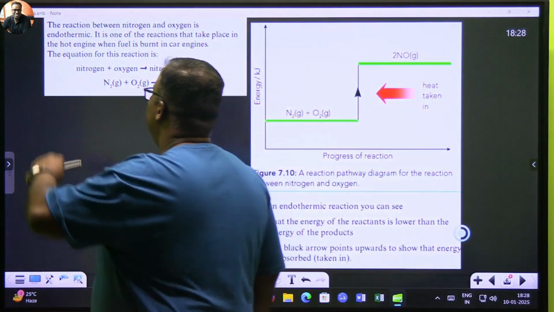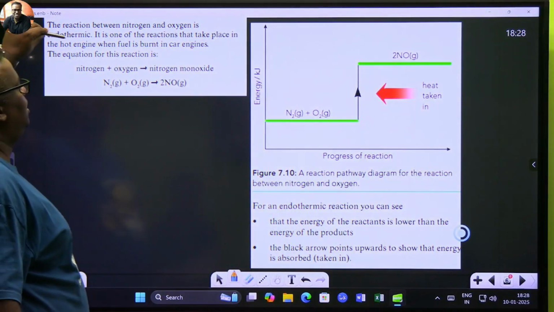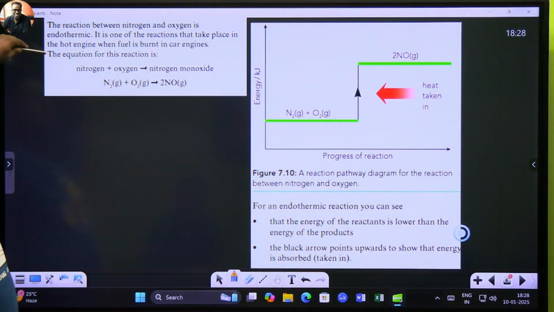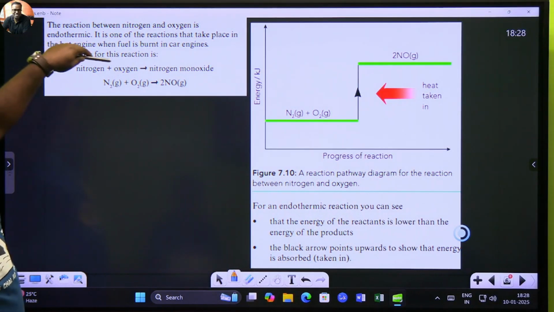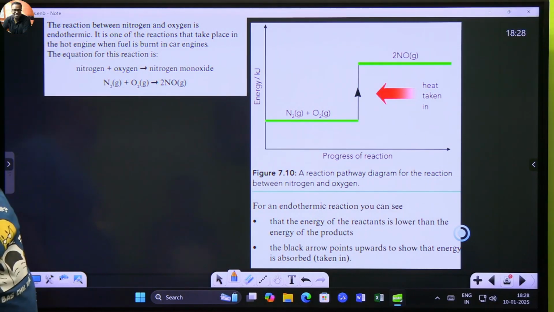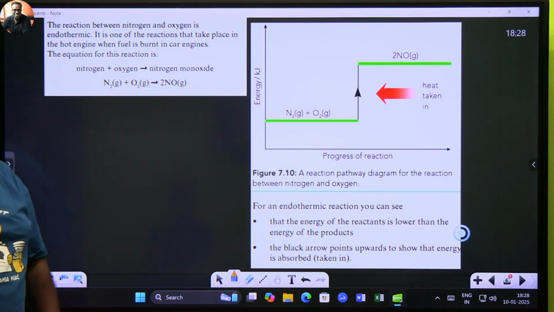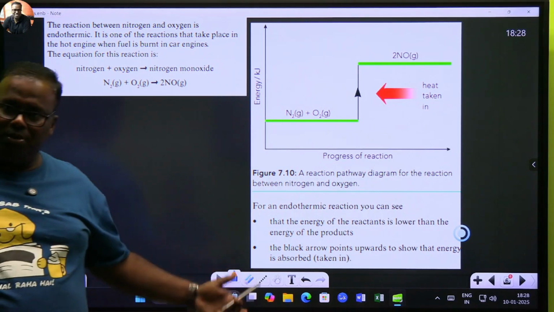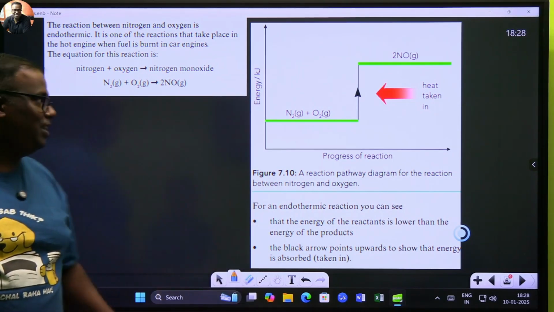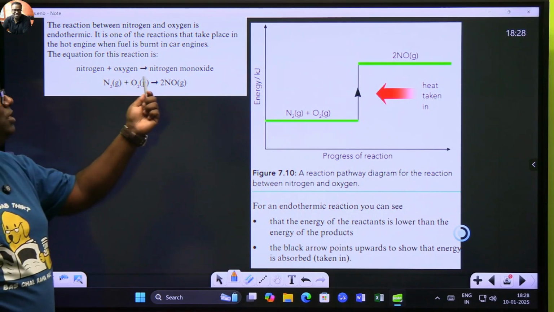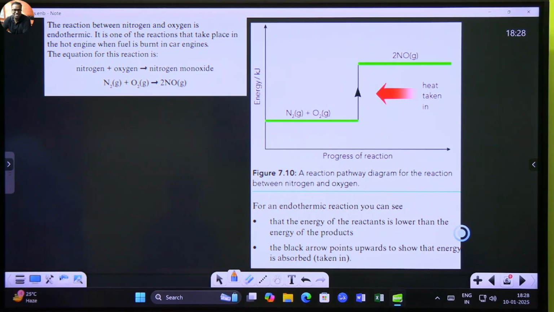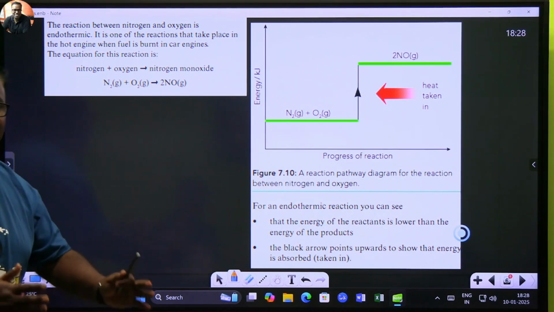Reaction between nitrogen and oxygen is endothermic. It is one of the reactions that takes place in the hot engine when the fuel is burnt and also takes place in the atmosphere when there is lightning. Because for an endothermic reaction to happen, there should be favorable hot surroundings, है ना? So nitrogen plus oxygen gives you nitrogen monoxide. इसमें कैसा रहना चाहिए? Heat enters the system.